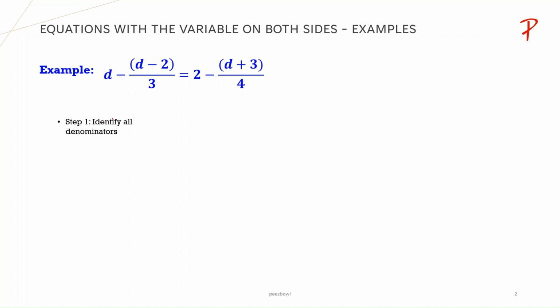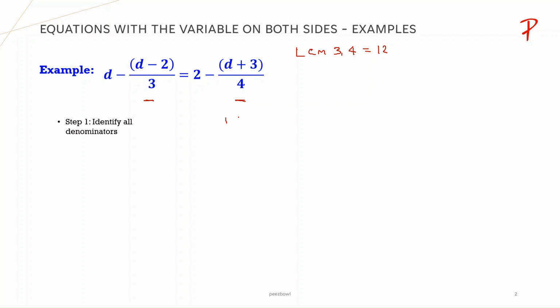Step 1 is to identify all the denominators. Let us find all the denominators in this equation. On the LHS, the fraction has denominator 3, and on the RHS, the fraction has denominator 4. To eliminate the fractions, we will multiply the entire equation by the LCM of 3 and 4. Let me write it down. LCM of 3 and 4 is 12. So we multiply each term by 12.